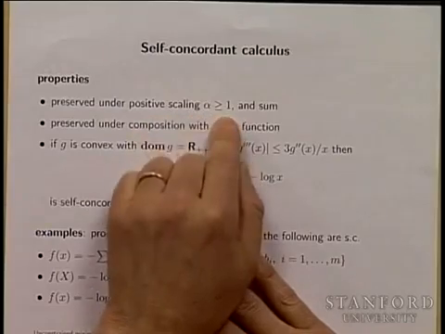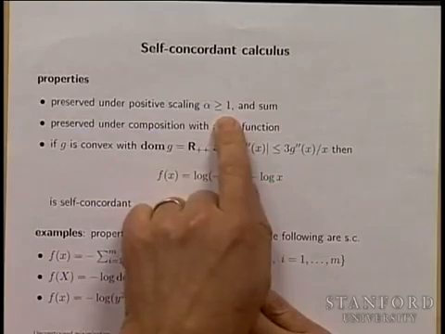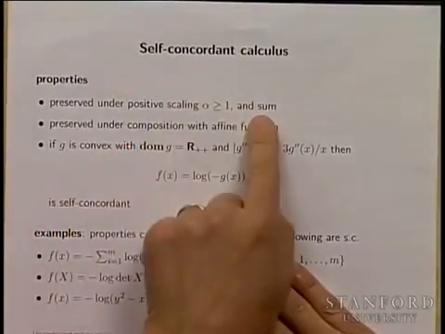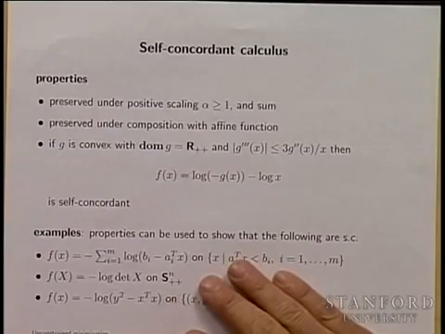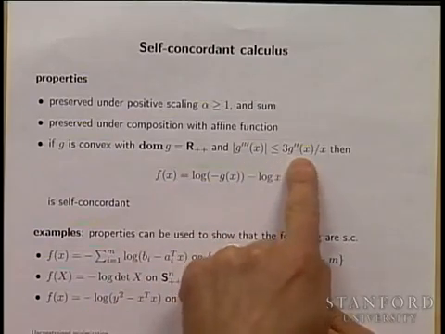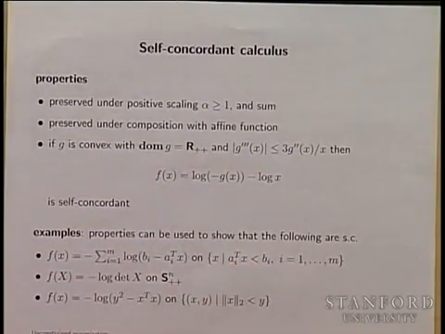And so here are some basic properties. One is it's preserved by scaling, but only if the scaling number is bigger than 1. So scaling a function by a constant bigger than 1 preserves self-concordance. So does sum. It's preserved under affine composition. And then there's a bunch of other stuff. We're not going to go into it too deeply, but for example, there's a generic result that says if the third derivative is less than 3 times the second derivative divided by x, then this function here is going to be self-concordant. We're not going to go into details. There's more on it in the book.